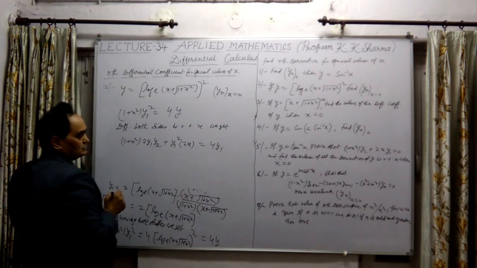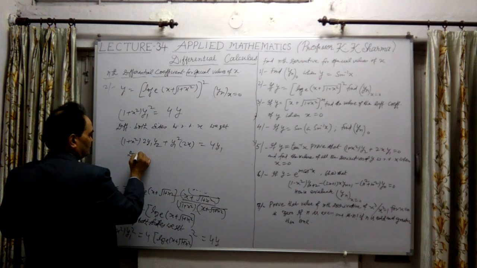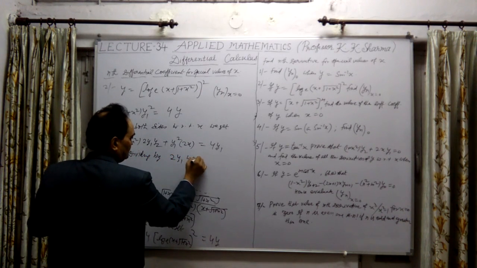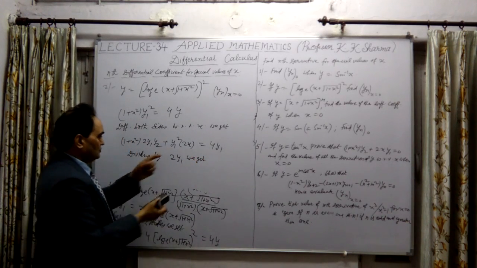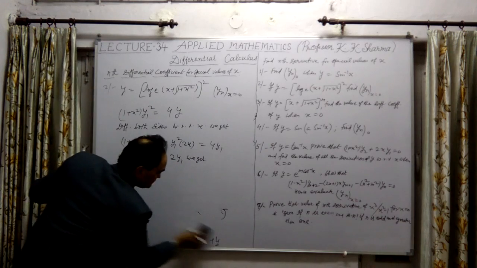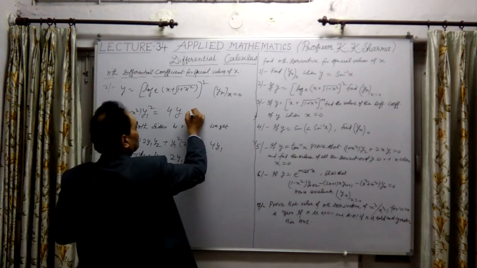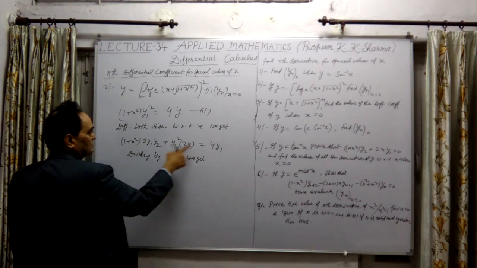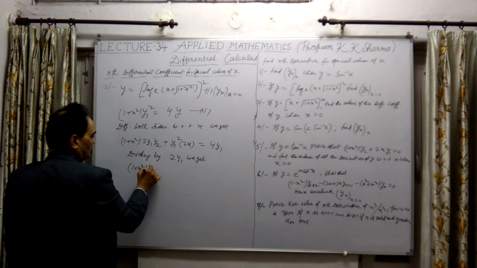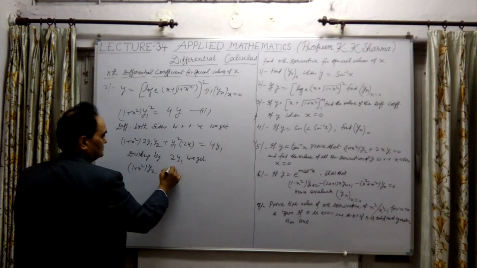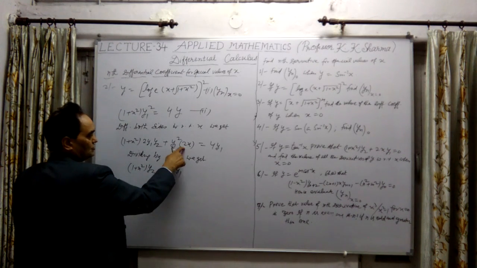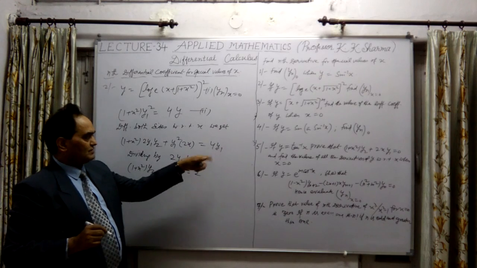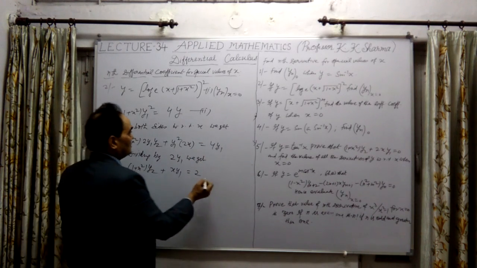Now dividing this whole equation by 2 y1, which is common, we get (1 + x²) y2 + x y1 = 2, because the 2 y1 cancels out. So 2 y1 divided by y1 cancels out, and it will be 2. So this is, let me call it the third equation.